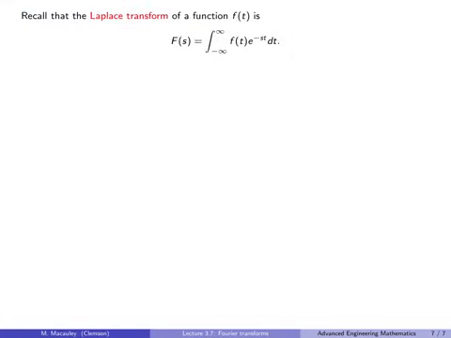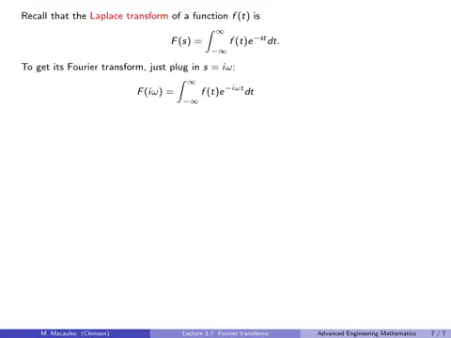I want to conclude with a few more words about the Laplace transform of a function, f of t. Recall this is the integral of f of t times e to the minus st dt. It's usually over the half real line, sometimes over the whole real line. For a lot of functions, this integral is not going to converge over the whole real line. That's why we have to restrict it. To get the Fourier transform of this same function, all we do is take the Laplace transform and plug in i omega. So it's the integral over the whole real line of f of t times e to the minus i omega t dt.